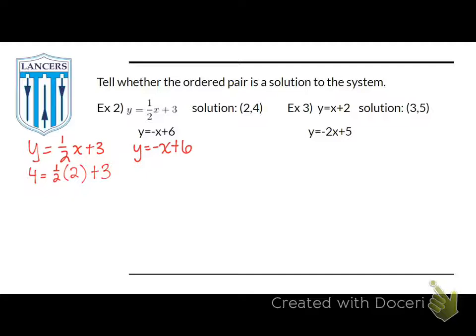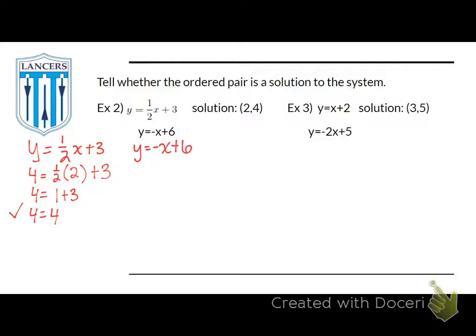We go by our order of operations to simplify. What is half of 2? 1. What is 1 plus 3? Did we get a true statement? Yes, we did. So we can go ahead and check the other one. If your first one gives you a false statement, you don't even really need to bother with the second one. You already know it's not going to work overall.